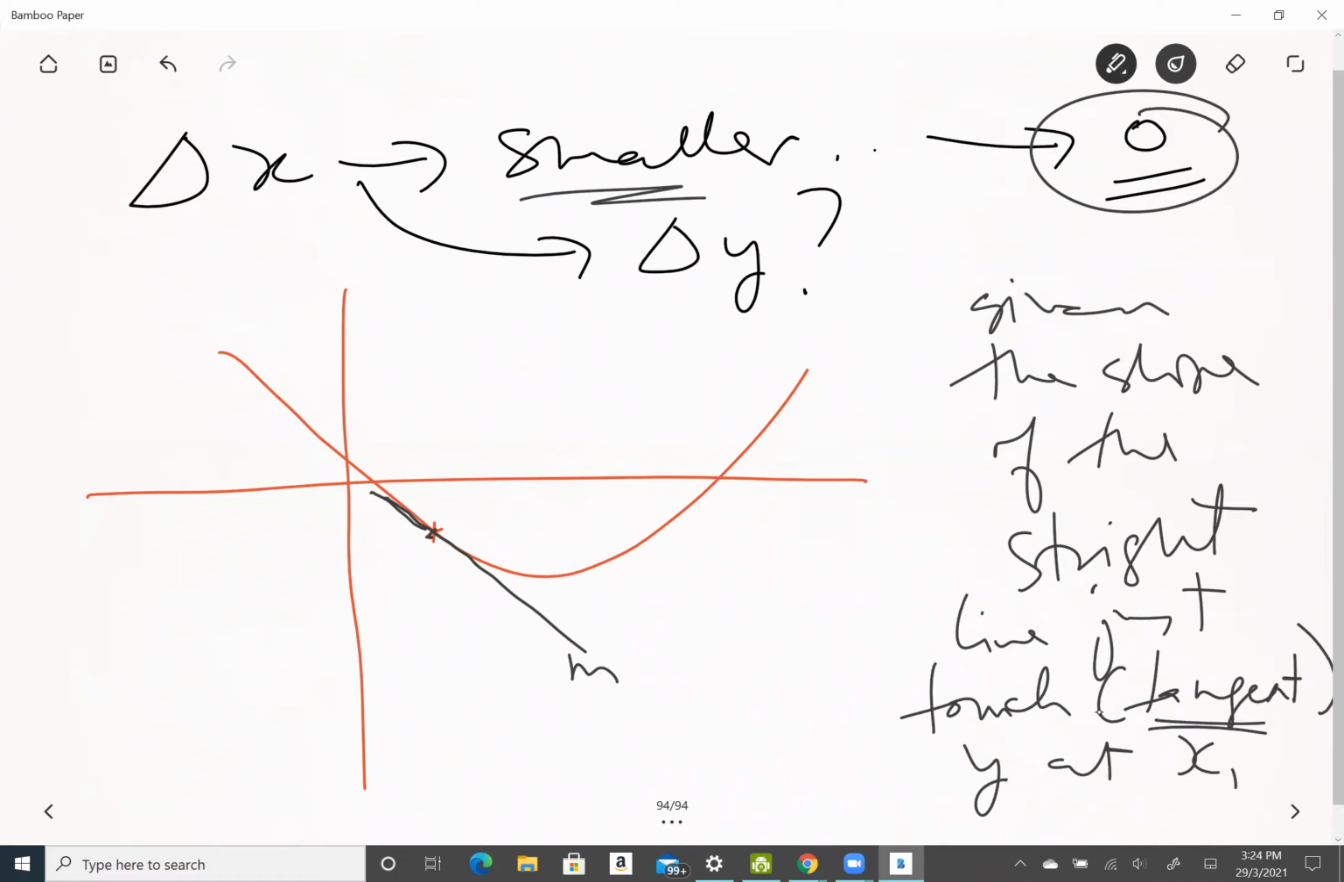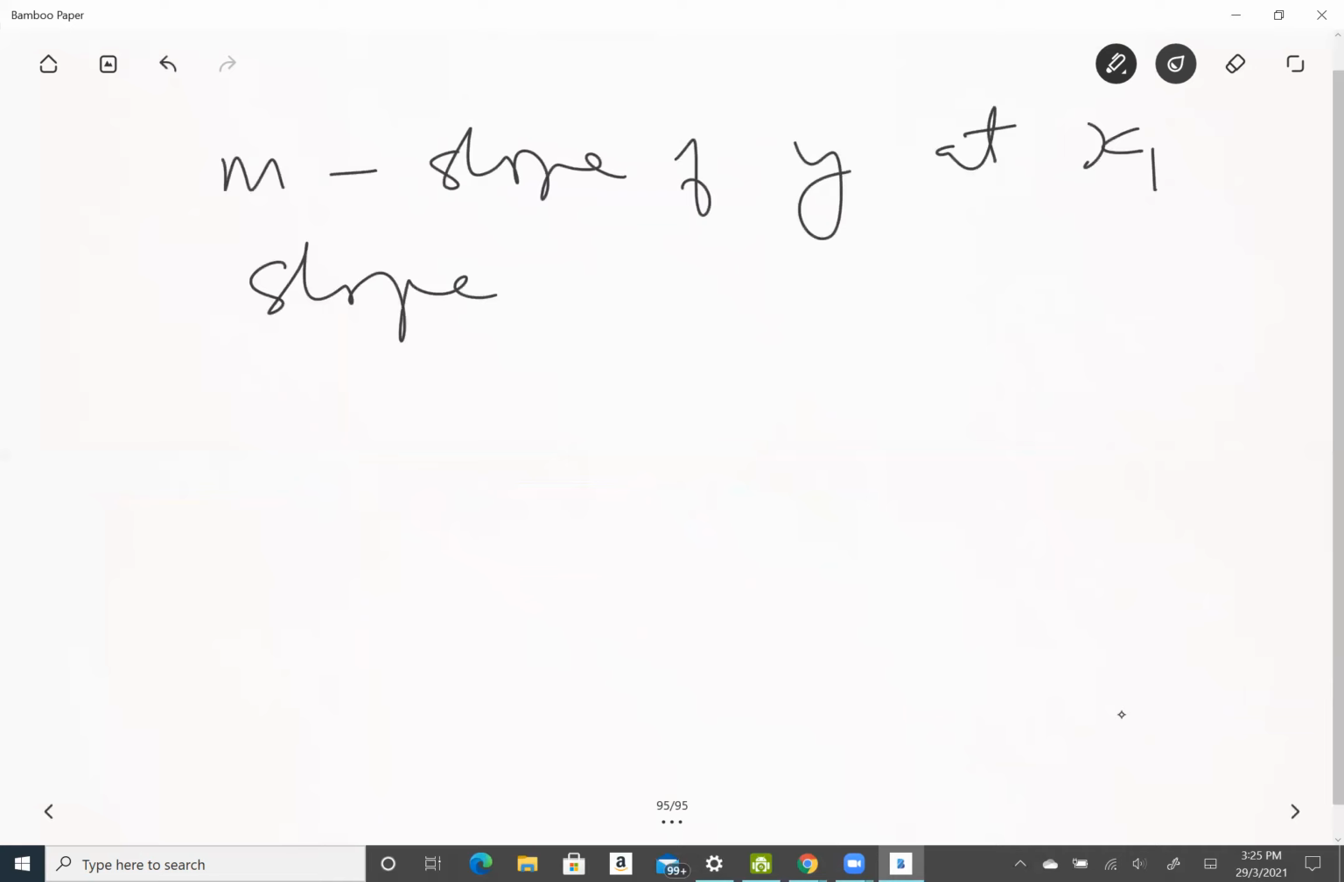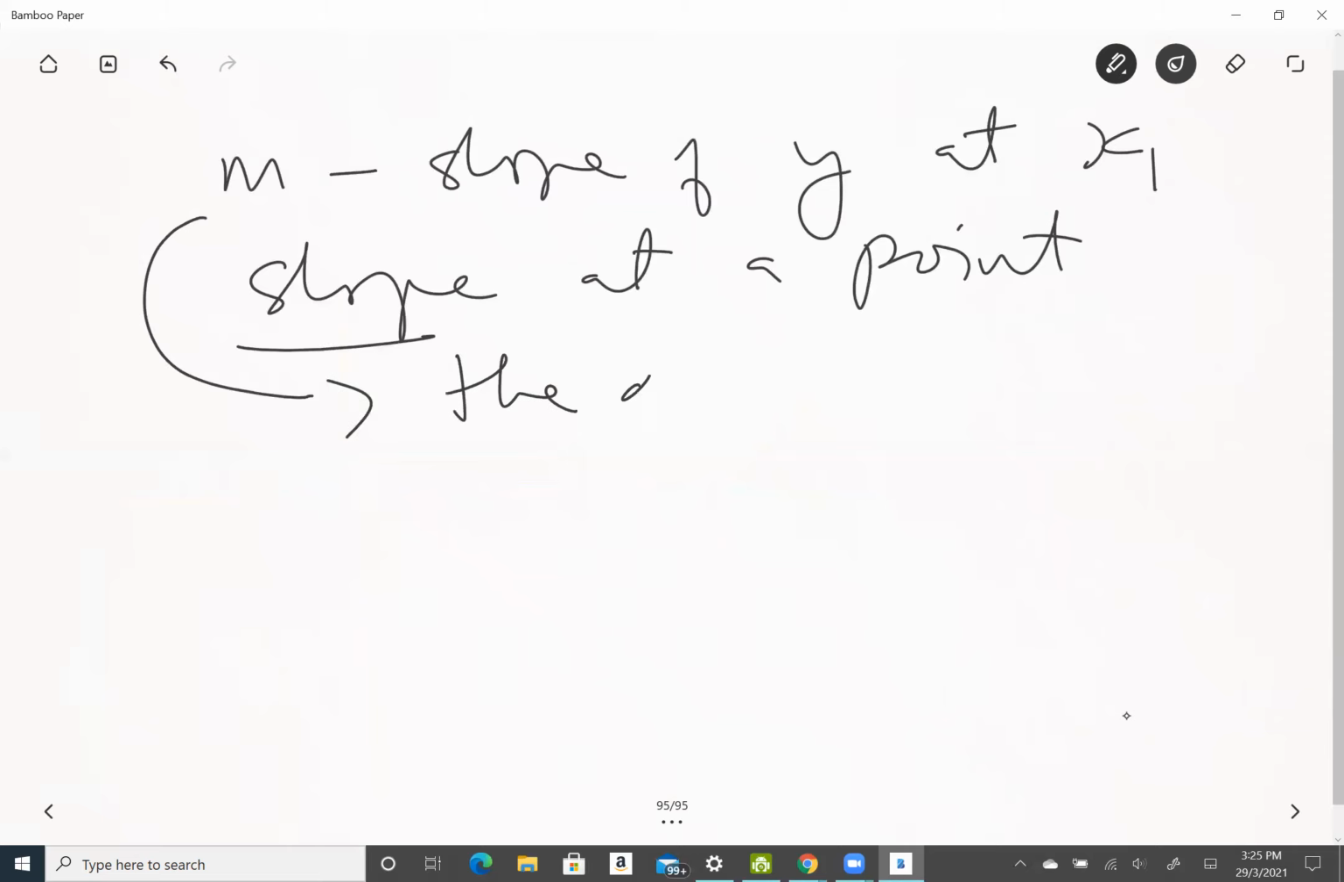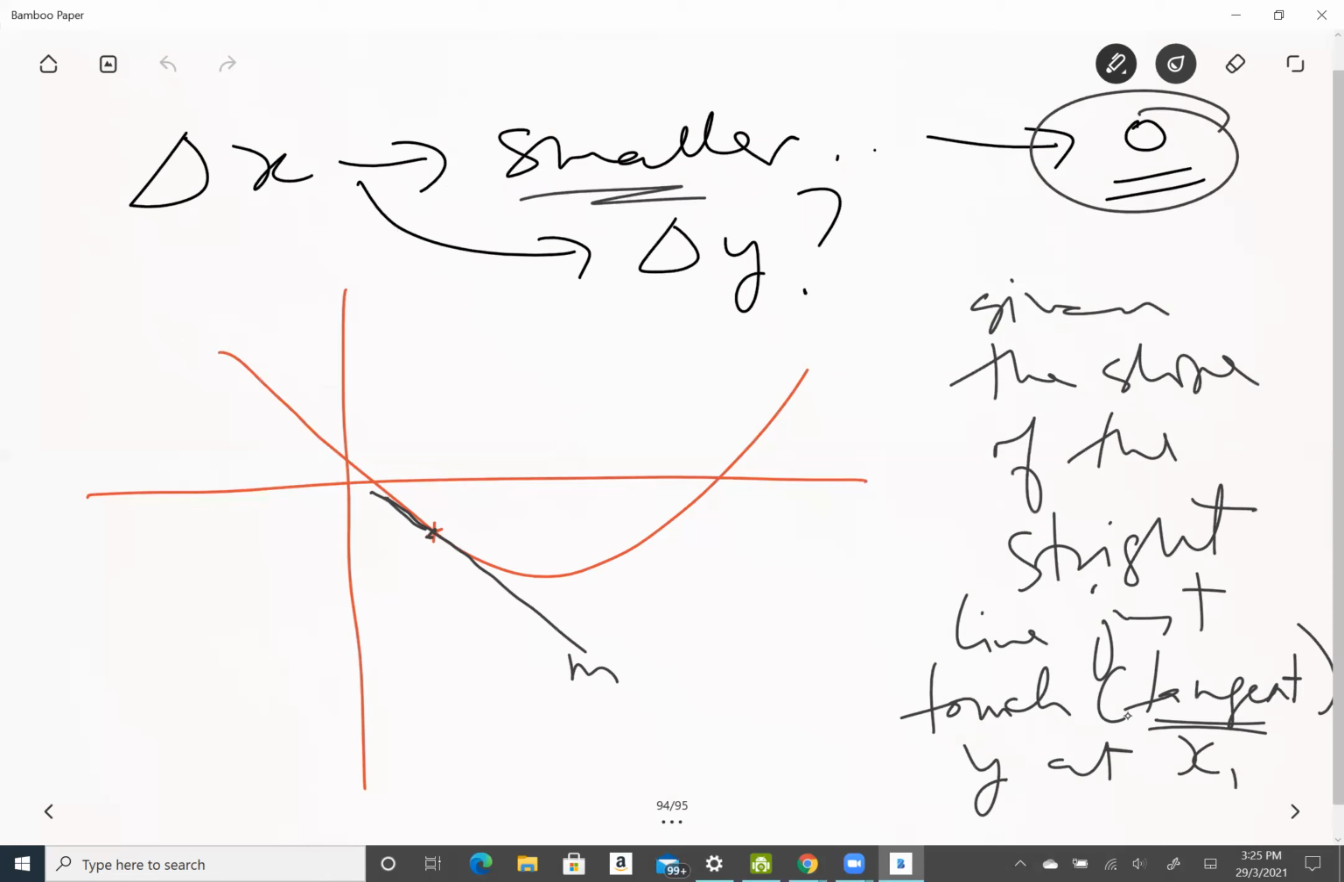So that is the slope at the point. We say that m is the slope of y at x1. So we call it slope at a point. We can find that using what? Using the derivative. By using the derivative, we can get the slope at the point. You understand? So it's the slope of the straight line just tangent to the curve at that particular point.